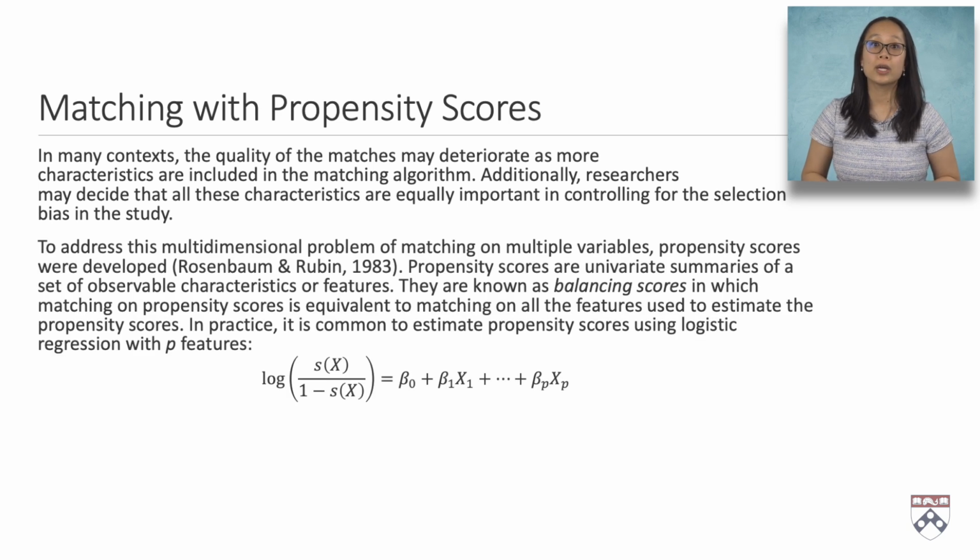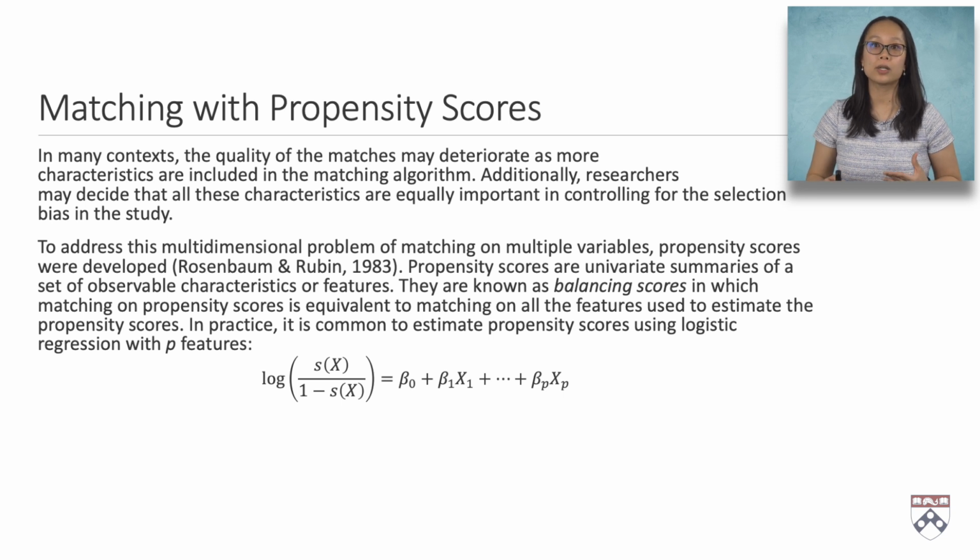So in this case, we actually have a multidimensional problem because the more variables or features that we're including into the matching algorithm, the lower the quality of the matches. So in response to this, a set of methods known as propensity scores were developed by Paul Rosenbaum and Don Rubin in 1983, in which propensity scores are univariate summaries of a set of observable characteristics or features. And an important feature of propensity scores is that they are known as balancing scores, in which whenever we match on the propensity scores, that's equivalent to matching on all of the features, all of them, that are used to estimate the propensity scores themselves.